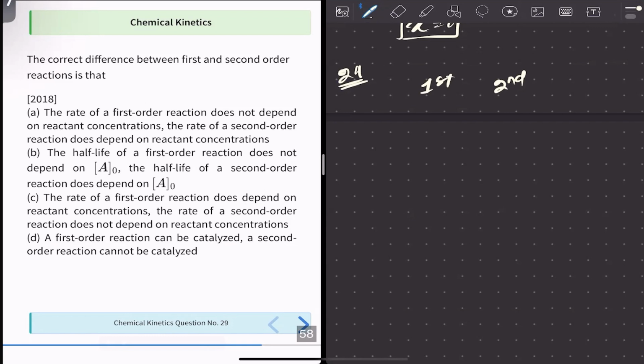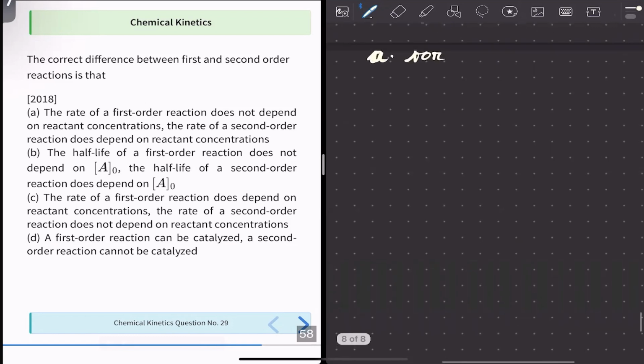Okay. I'm writing the correct information here. For both first order and second order, the rate depends on reactant concentration.